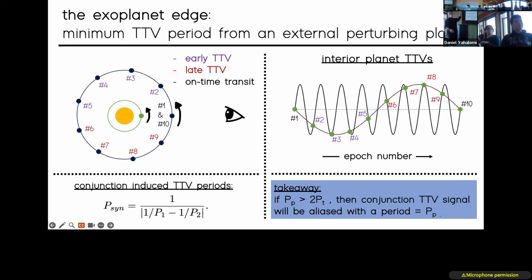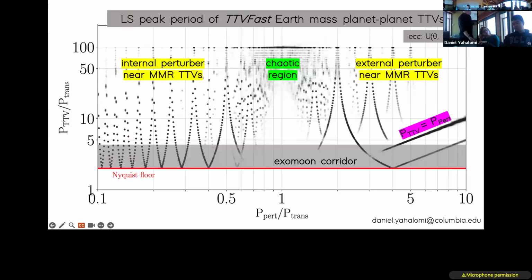On the top half of the diagram, you have all 4 of the transits. The outer planet is pulling the inner planet forward when it's transiting, so you expect an early TTV. And then on transits 6 through 9, it's in the opposite direction of when the transit is happening, so it's pulling the transit back, and you're getting a late TTV. So for this conjunction effect, if the period of the perturber is greater than 2 times the period of the transitor, then the conjunctive TTV signal will be aliased with a period equal to the perturber's period. So that explains this top edge here.